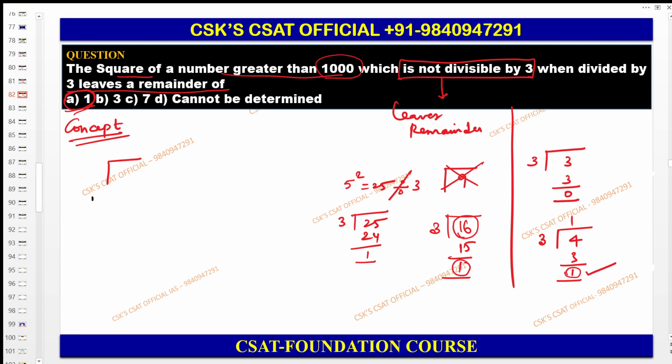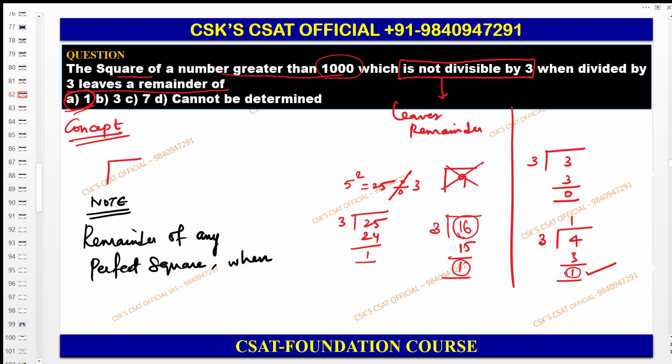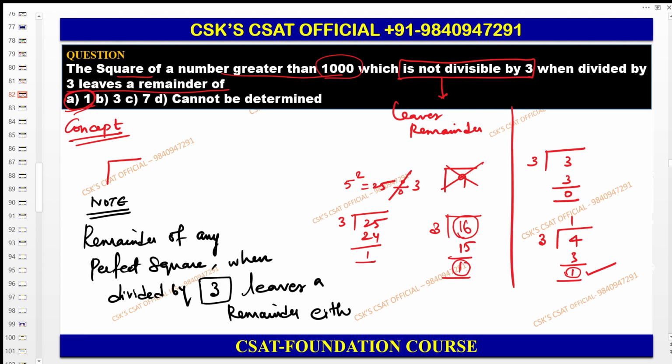Okay, let me dictate that note. Note 1: the remainder of any perfect square when divided by 3 leaves a remainder of either 0 or 1.